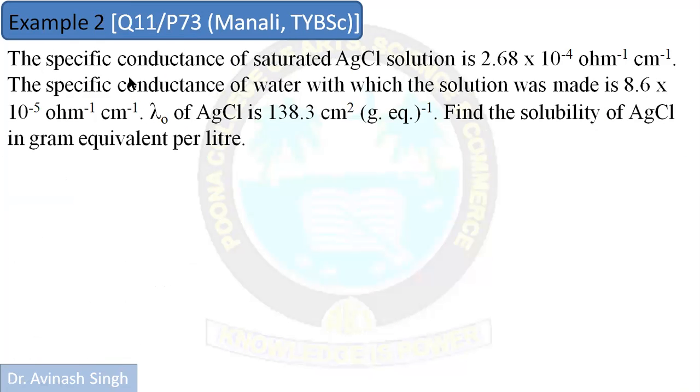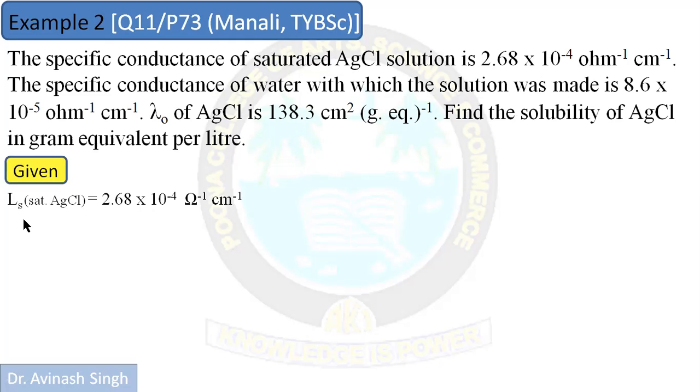Second, the specific conductance of a saturated AgCl solution. Please keep this in mind that AgCl is a sparingly soluble salt. So Ls of salt is given, Ls of solution is given, Ls of water is given, and equivalent conductance of the AgCl is given. We have to find out the solubility of AgCl in gram equivalent per liter.